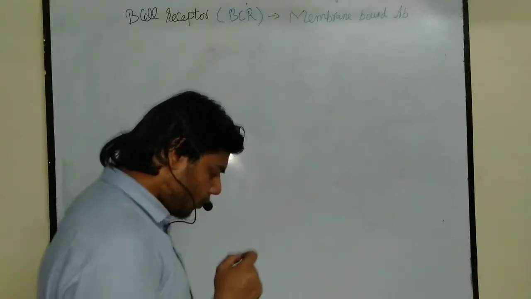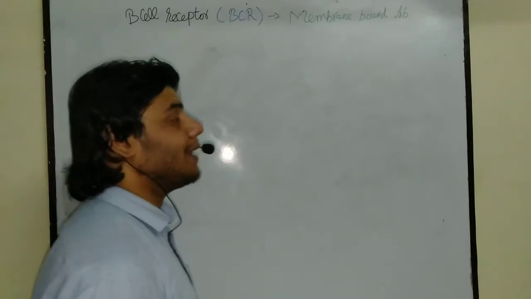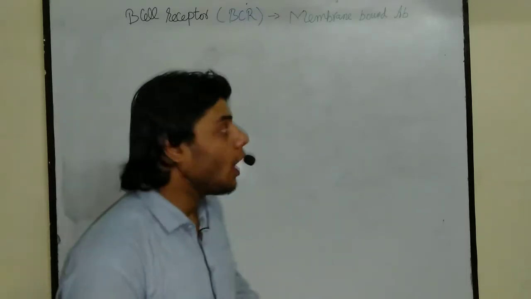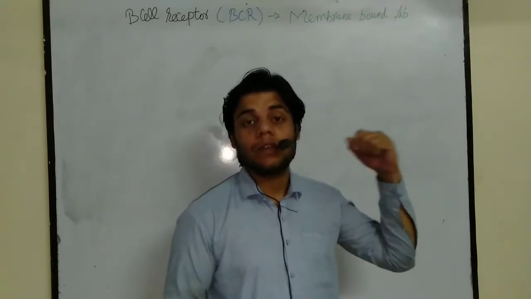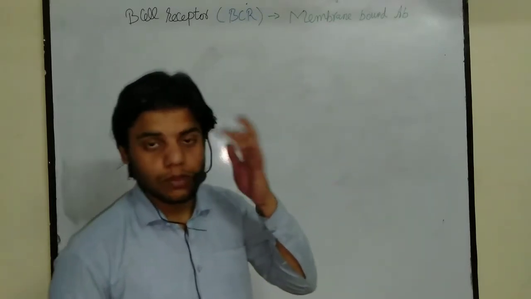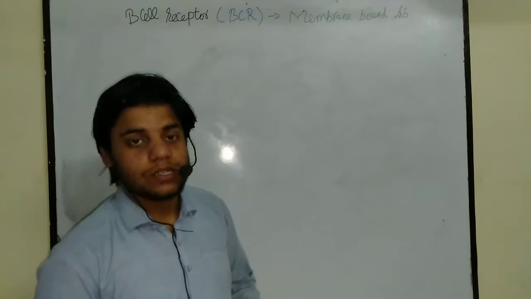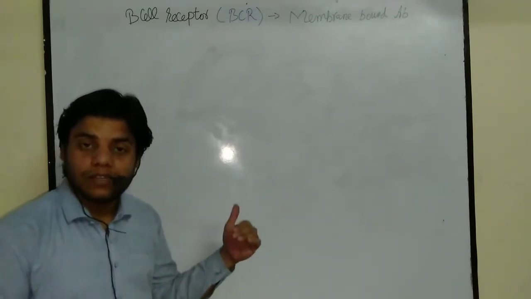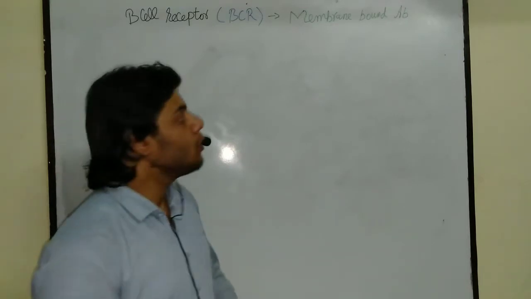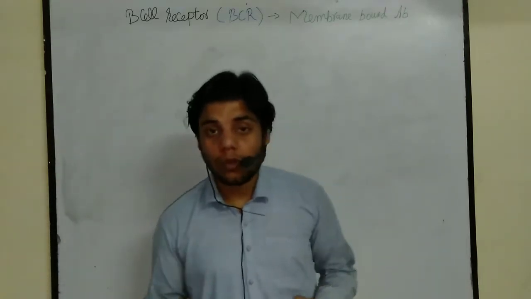And moreover, this B cell receptor mainly activates the B cell. How? When the antigen binds to the B cell receptor, it will provide a signal to the nucleus of the B cell, due to which the B cell is activated. And once it is activated, it will differentiate into plasma cell, effector cell, and memory B cell. So this is the importance of the B cell receptor.